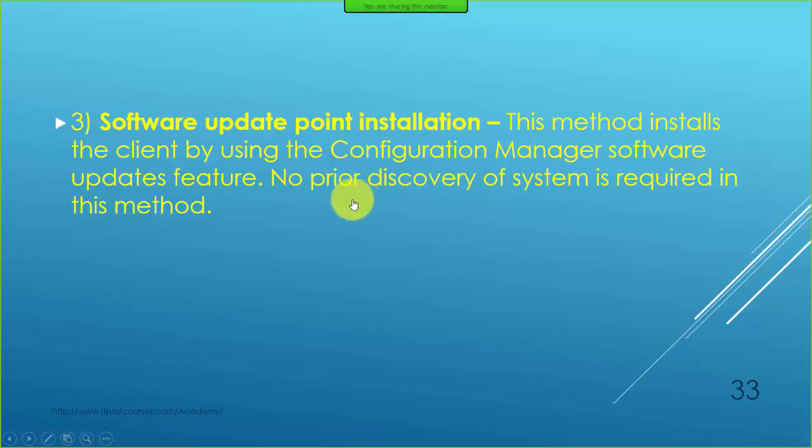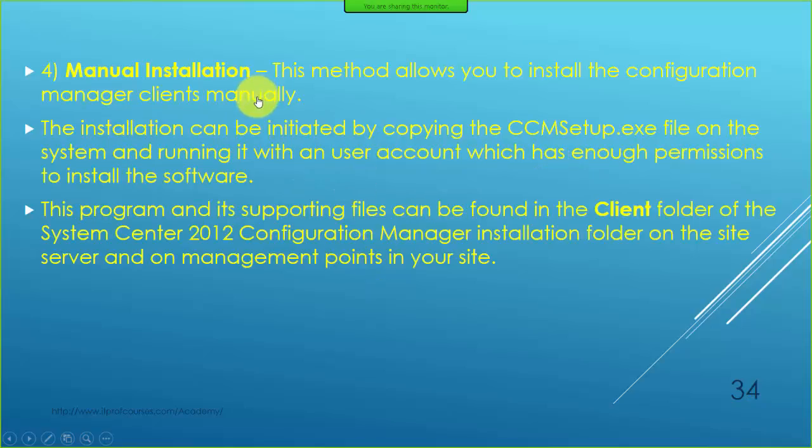And then there is software update point installation. This method installs the client by using the Configuration Manager software updates feature. No prior discovery of the system is required, but software update we're going to configure later for Windows updates as well. Then we're going to check that. Right now we're not installing that. Manual installation, we're going to try this as well.